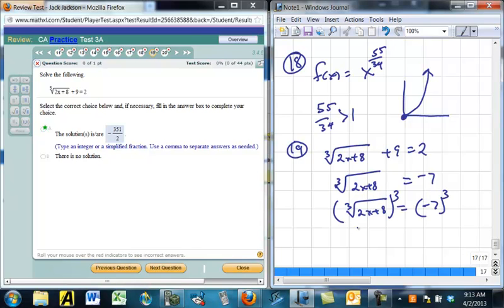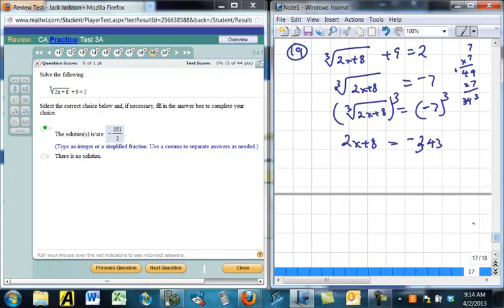So the cube root and the cube will cancel, and negative 7 cubed: 7 times 7 is 49, times another 7 is 343, and there's 3 negatives altogether, so it's negative 343. Subtract 8, 2x equals negative 351, and divide by 2, x is negative 351 over 2, and that's correct.